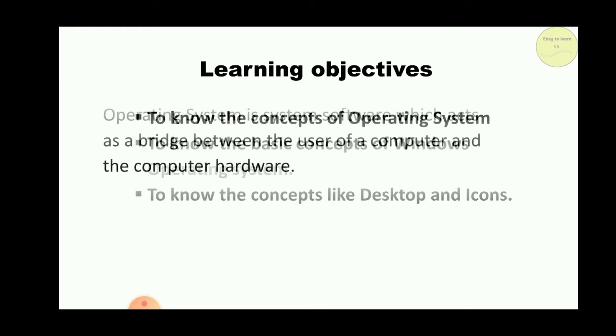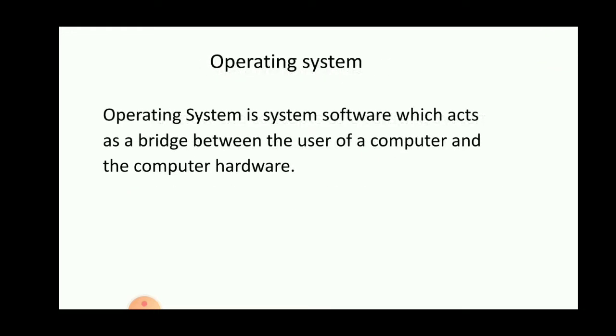First one is what is operating system. Operating system is nothing but it is a system software which acts as a bridge between the user of a computer and the computer hardware. That is, it acts as an interface between the user and the computer. Without operating system, the computer is useless.